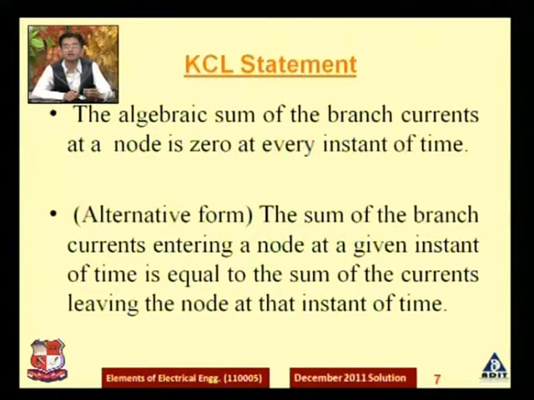It states that the algebraic sum of the branch currents at a node is 0 at every instant of time. In some books, it is mentioned that the sum of the branch currents entering a node at a given instant of time is equal to the sum of the currents leaving the node at that instant of time. In simple words, we can say that the incoming current is equal to the outgoing current at a particular junction or node.